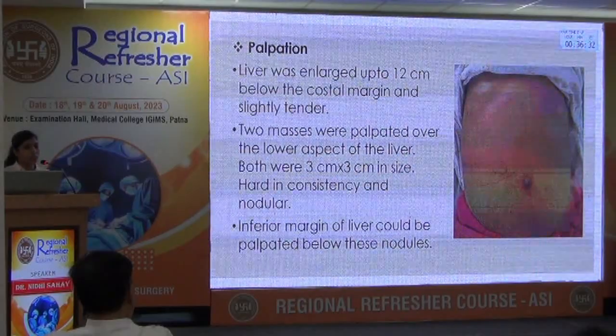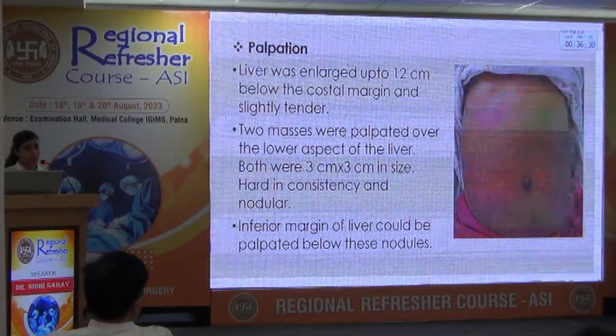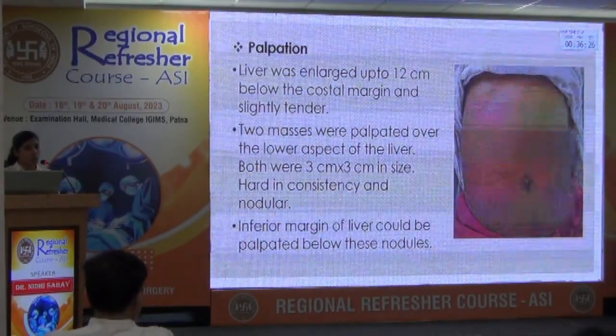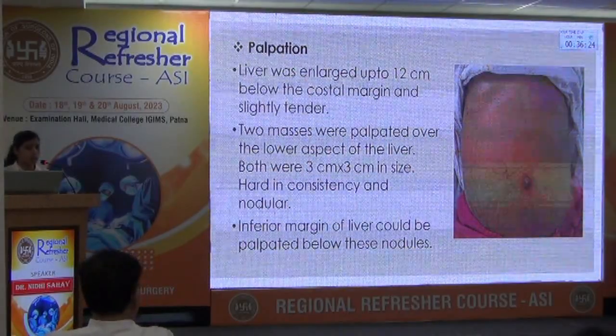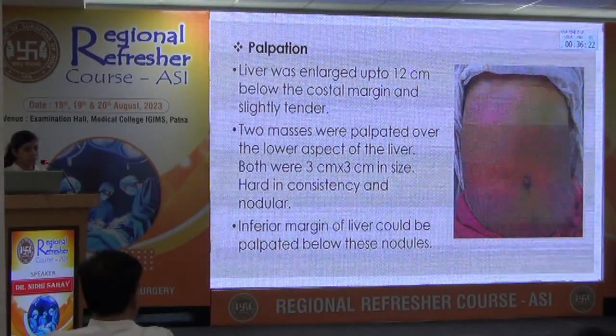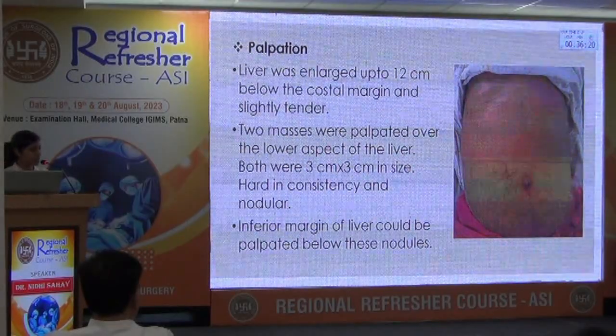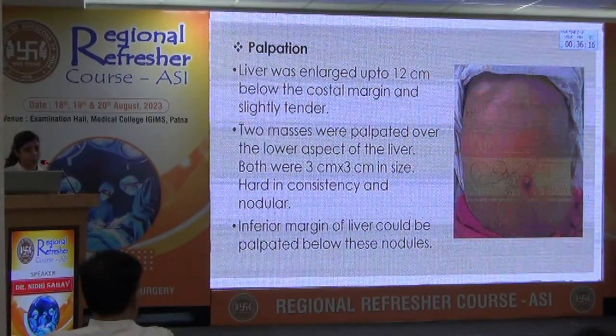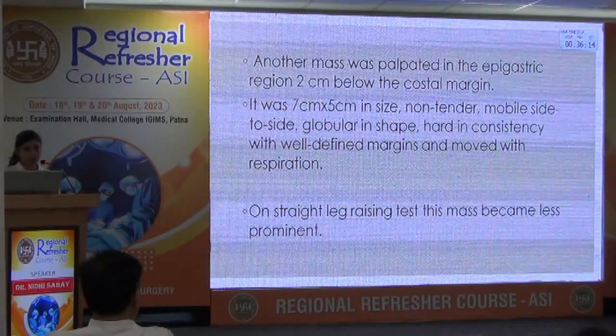Coming to palpation, the liver was enlarged up to 12 centimeters below the costal margin and slightly tender. 2 masses were palpated over the lower aspect of the liver. Both were 3 by 3 centimeter in size, hard in consistency and nodular. The inferior margin of liver could be palpated below these nodules.